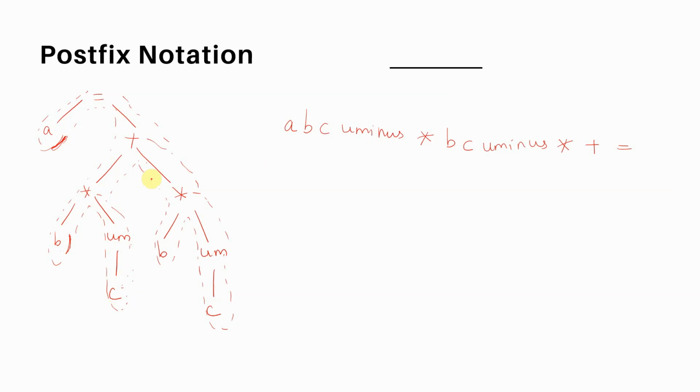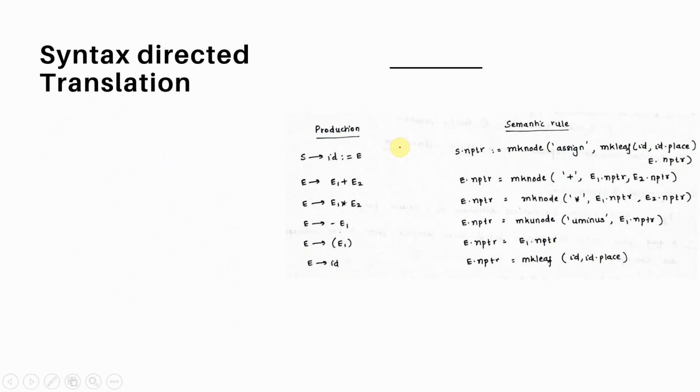Come on top again, come down, because you have some more values downwards. Okay, so note down this B. Again come on top, you encounter this C, note it down. Come on top, you encounter this unary minus, then star, then plus, and then equal to. This representation of the syntax tree is called postfix notation.